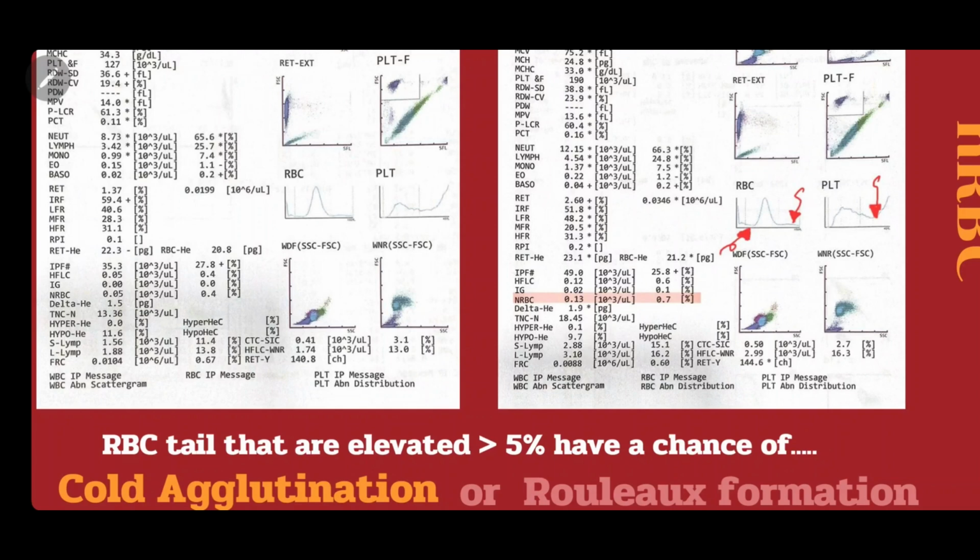Let's summarize that if we see the RBC tail rising more than 5%, it indicates two possibilities. 1. Cold agglutination, which is found only in IMHA cases. In IMT cases, this does not occur because it is warm agglutination. The second possibility is rouleau formation, which happens in cases of chronic inflammation, causing red blood cells to stack together and form rouleau.